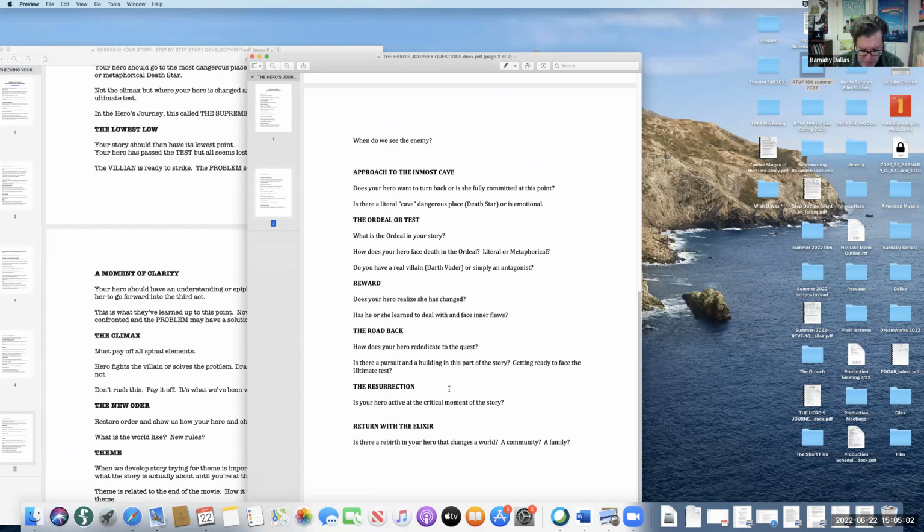And in the resurrection, in the hero's journey, when you're looking at your outline and your script, I need you to know that in the hero's journey, and really in all movies, but especially in the hero's journey, I need an active hero. I need a hero who is willing to dedicate to the quest. So this is real simple for everybody. Look at your climax. Who is taking the action, right?